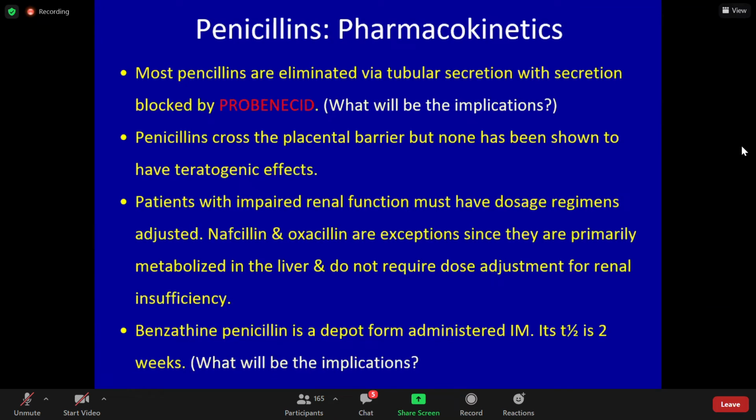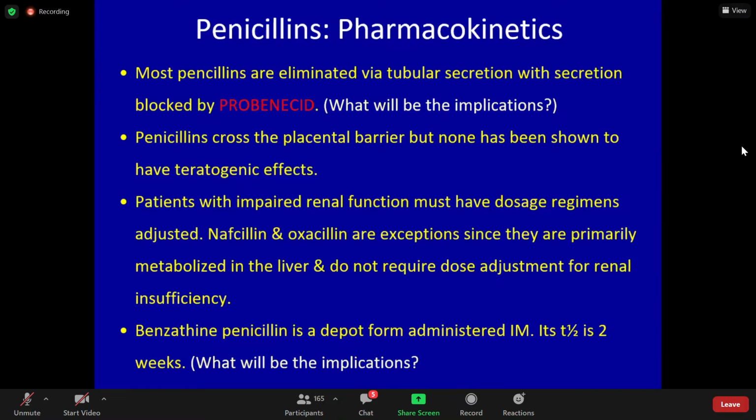One drug which merits attention, which you will cover in the CVP block in detail, is benzathine penicillin, which is a special penicillin. Its half-life is 2 weeks. The effect of that drug persists for about 4 weeks, 1 month.